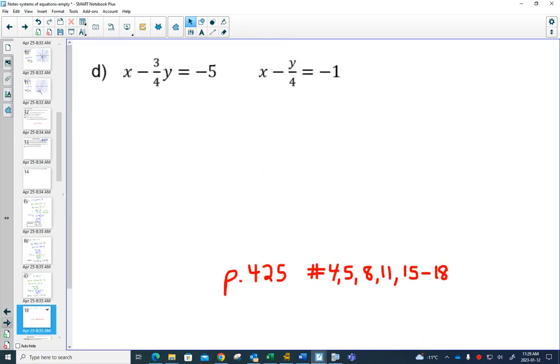Okay, one more, and it has fractions. What's that? You got this one by guessing and checking? Nice.